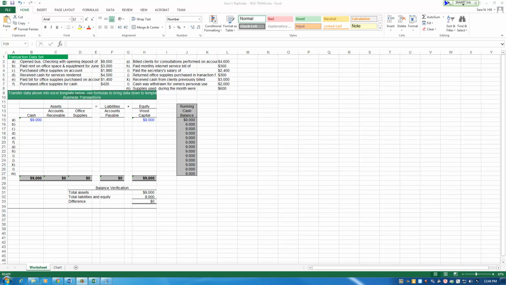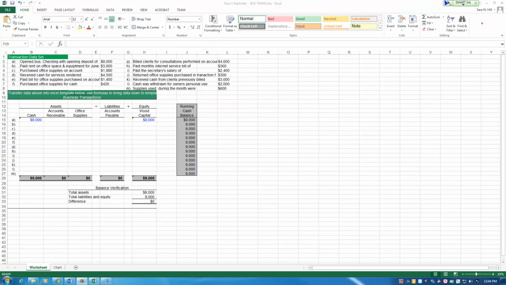Starting out, we're going to take a look at the basics of accounting, and in this course, we're going to use the transaction data that we see here up on top, which are common transactions, and we're going to record them below in the Excel spreadsheet that you see.